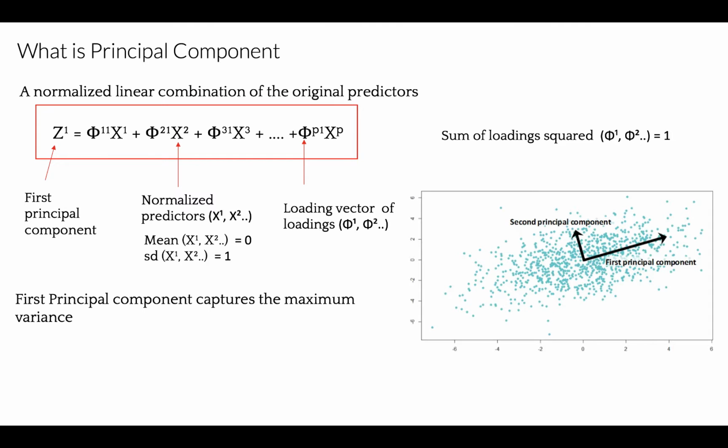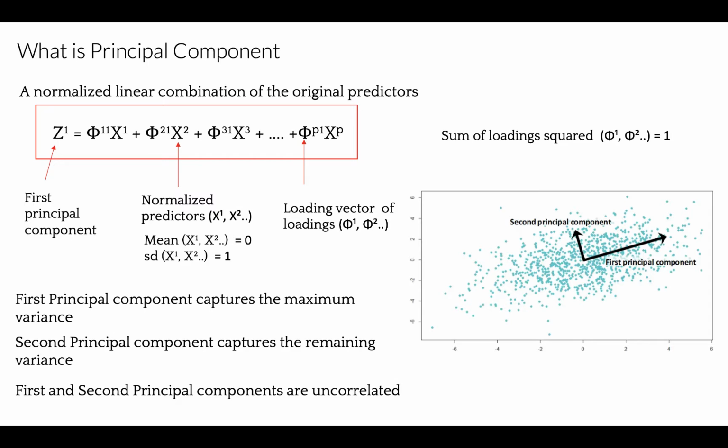So the first principal component captures the maximum variance. The second principal component captures the remaining variance. Together, the first and second principal components are uncorrelated, so their directions should be orthogonal. See the graph on the right. Notice the direction of the components: as expected, orthogonal, perpendicular. And this of course suggests that the correlation between them is 0.